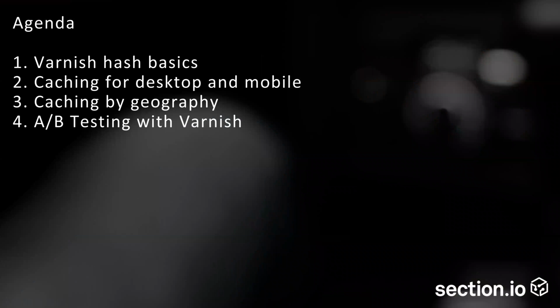Today we're going to go through, firstly, a quick primer on Varnish again, and then we're going to speak about how Varnish actually knows what's in its cache, which is the first point there, Varnish hash basics. Then we're going to give some real-world examples of things our customers have used Varnish for, like caching the same URL but getting a different experience for desktop and mobile. Then we'll also talk about how we can cache the same URL for people in different countries or different regions. And then we're going to conclude with a final example of how you can use Varnish to conduct some A/B testing without sacrificing any performance.